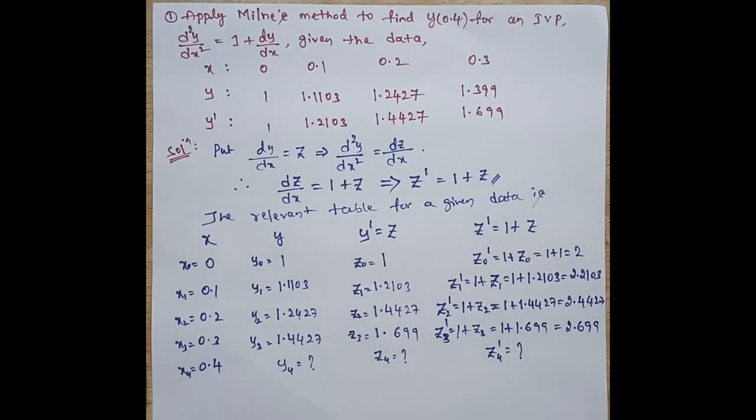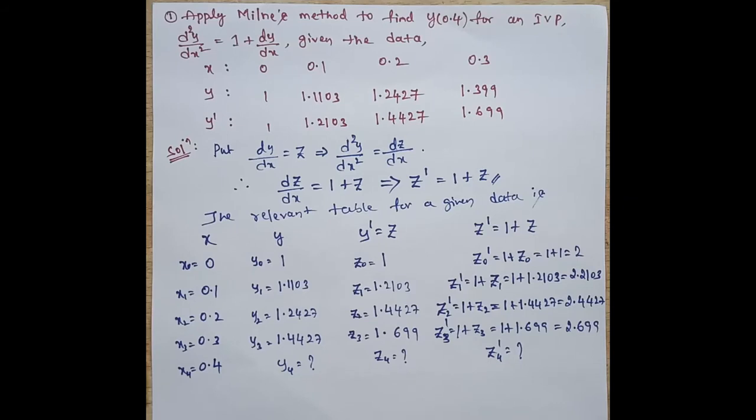So this is the first step here. After reducing the DE to first order form, we have to find the values of z0 dash, z1 dash, and all these things. I mean, we have to construct a data table for the problem.